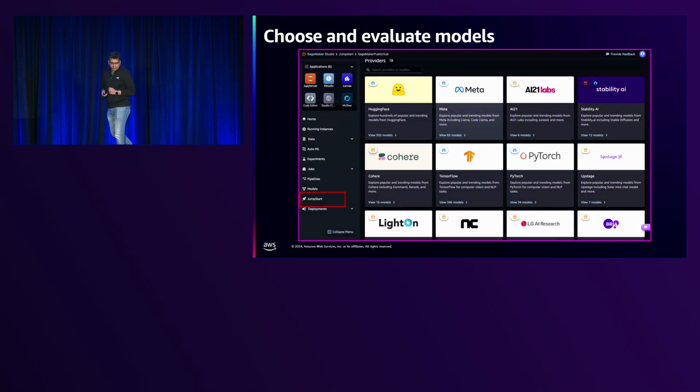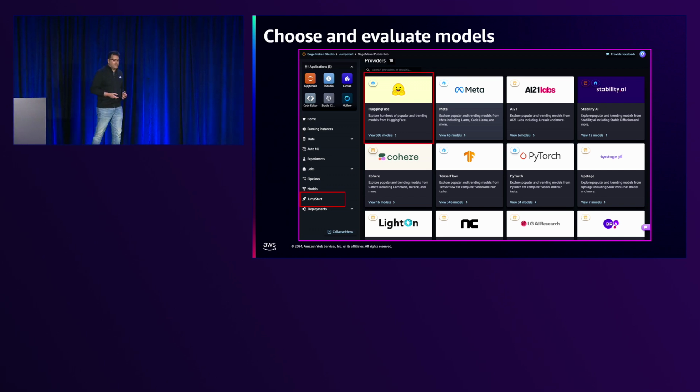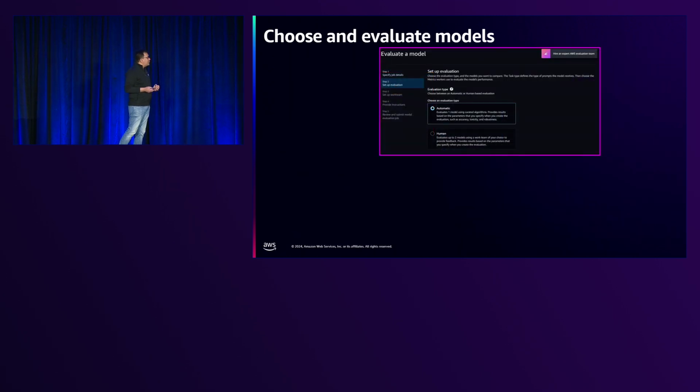Back to SageMaker Studio, you go to JumpStart, and then you start browsing all the models from different model providers. Let's say you love Hugging Face. You go and pick a model, and then you can start setting up an evaluation task right in the JumpStart Hub.